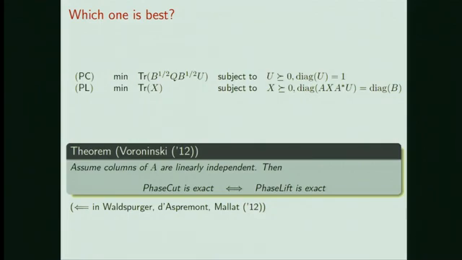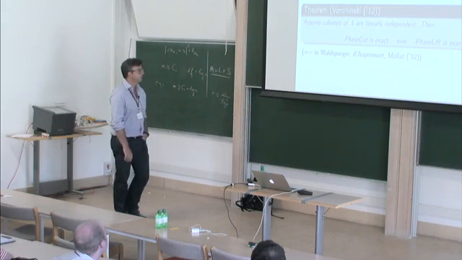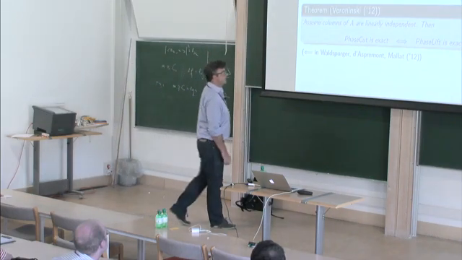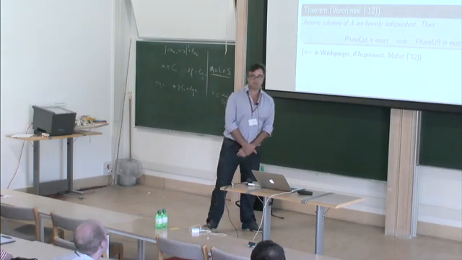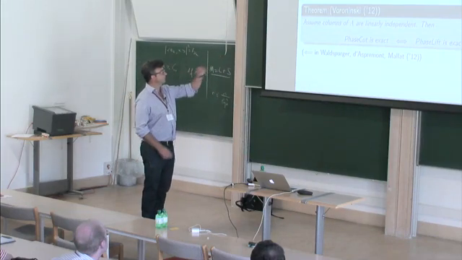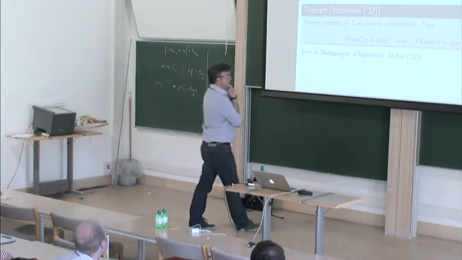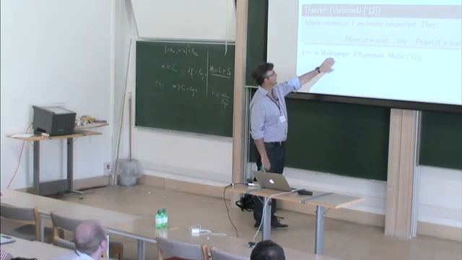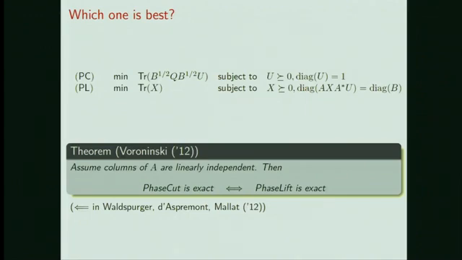If the columns of A are linearly independent, which is a very mild assumption, then whenever PhaseCut is exact, PhaseLift is also exact, and vice versa. It's not a trivial result. It's not my result. It's the result of my graduate student, Vlad Voroninski. Iran and colleagues showed the direction that when PhaseLift is exact, PhaseCut is exact. Maybe your intuition is that the regime in which PhaseCut works is larger, but in fact it's not. There's an implication in the other direction, and they have exactly the same operating range.